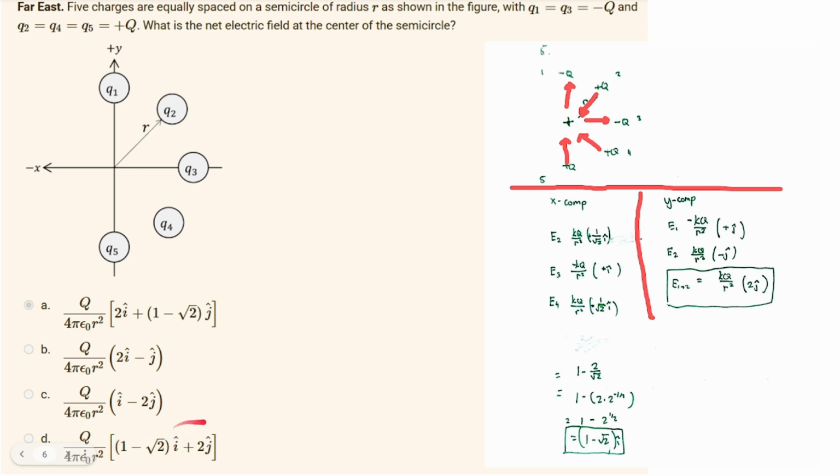We can stop there, but just for the sake of the reviewer, to get the y component, it's just these two, because this one doesn't affect the y component at all, and these two push each other out. They push each other with the same magnitude, so these two cancel each other out for the y component. For the electric field of number 1, negative kq over r squared j hat, E2 is kq over r squared j hat. Looking at the direction, this pushes towards the top, and this gets pulled towards the top. That's why it's 2 j hat over here.